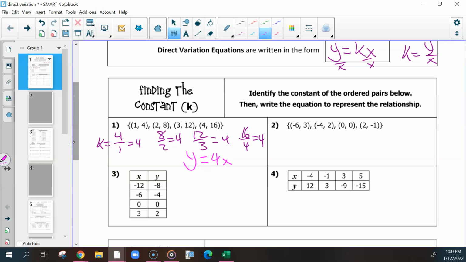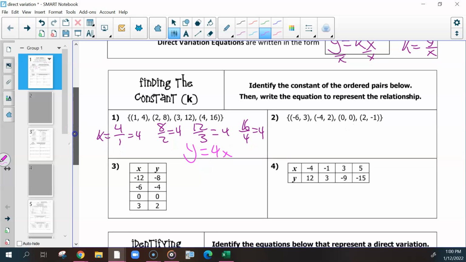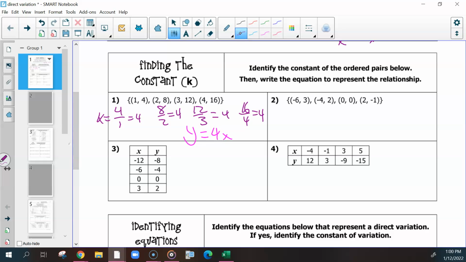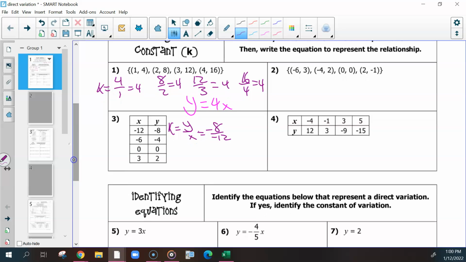We're going to do another one. We're going to do 3. Same process. We still need to find our value of k. So when we do that, we have y over x, or negative 8 over negative 12, which would simplify to be 2/3. So if this fraction works for everything, then that would be my constant k.